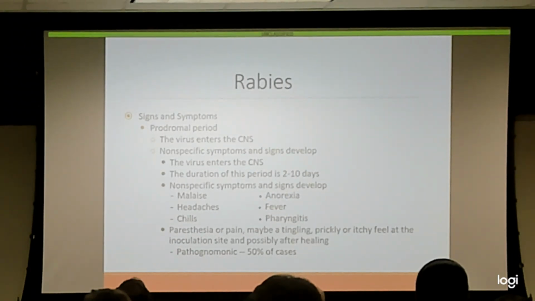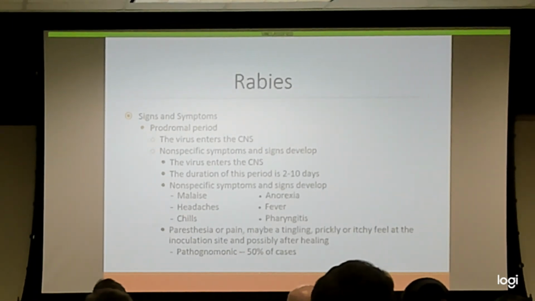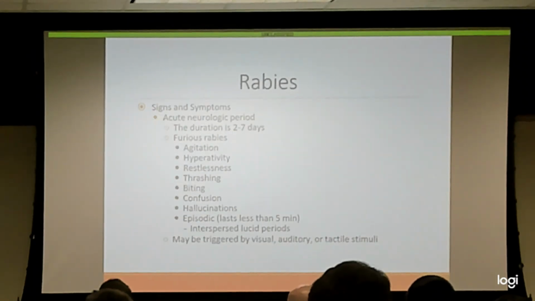And then down there where it says paresthesia or pain, maybe tingly, prickly, or itchy at the inoculation site, even after it heals, may be a big one, okay? And right under there it says pathognomonic in 50% of the cases. So whenever you see pathognomonic, it's probably something you need to remember, okay? So acute neurologic, 2 to 7 days.